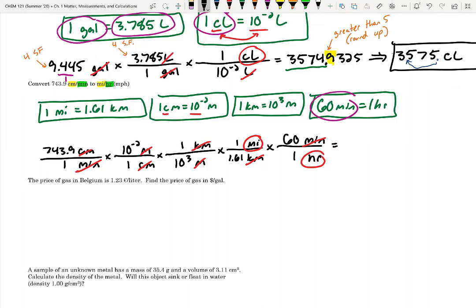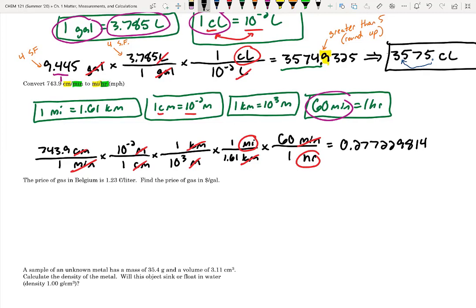So I've got 743.9 times 10 to the negative 2 times 1 times 1 times 60. So I multiplied all of my numerators first. And then I'm going to divide, but then start with parentheses, 1 times 1 times 10 to the third times 1.61 times 1, and then close my parentheses. Okay, so let's see what we're getting out here. So I'm getting 0.277229814 miles per hour.